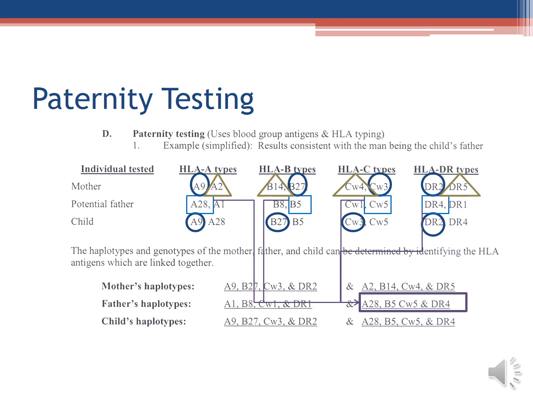So now let's look at the potential father's haplotype. We have an A28, all right, we have a B5, we have a CW5, and we have a DR4. So this child must be the child of this potential father because we have a match.